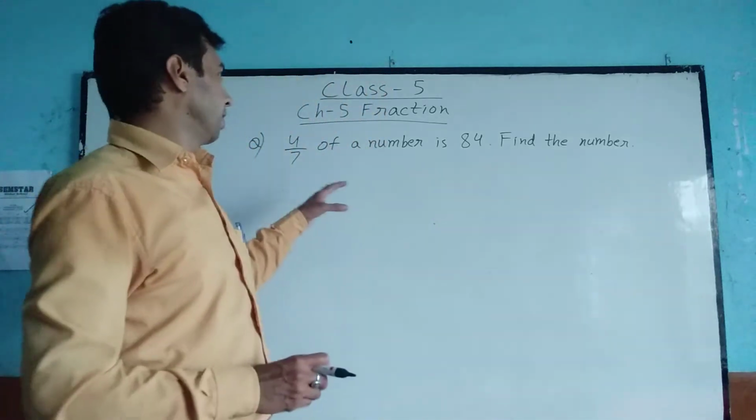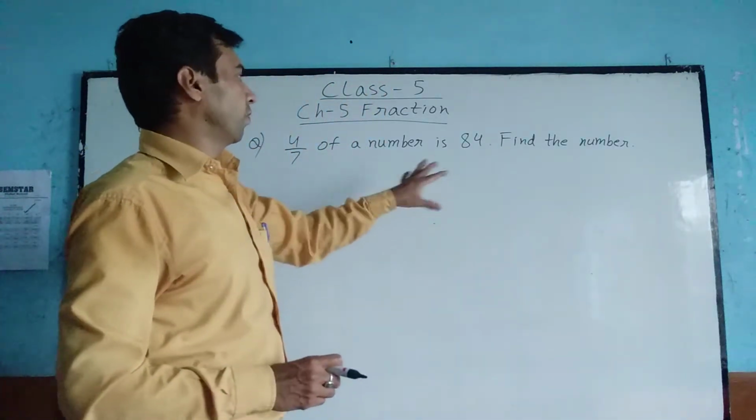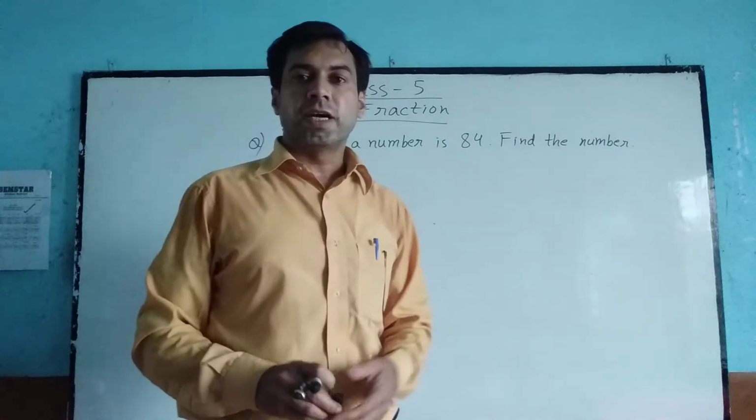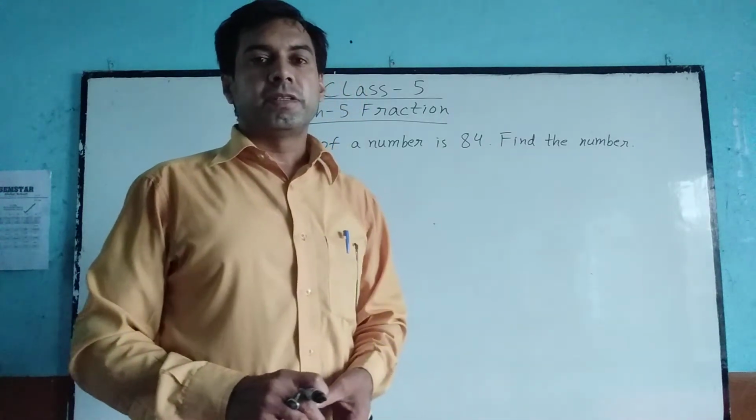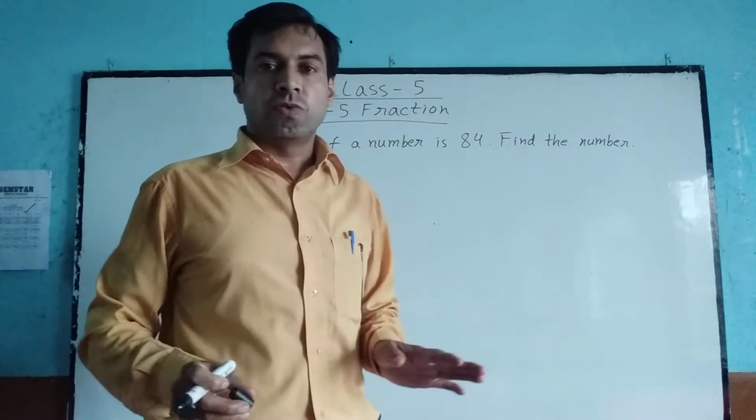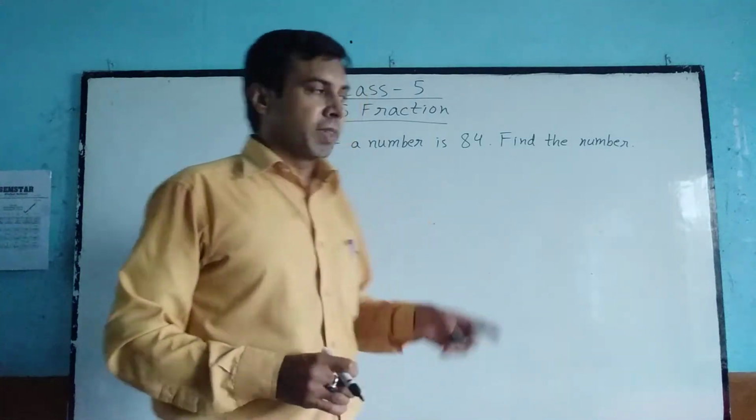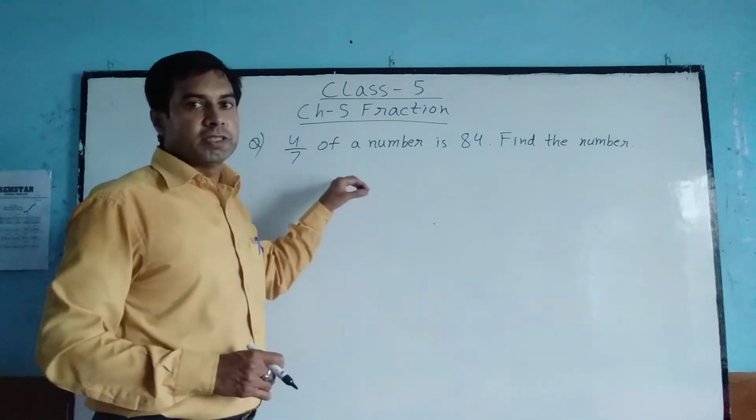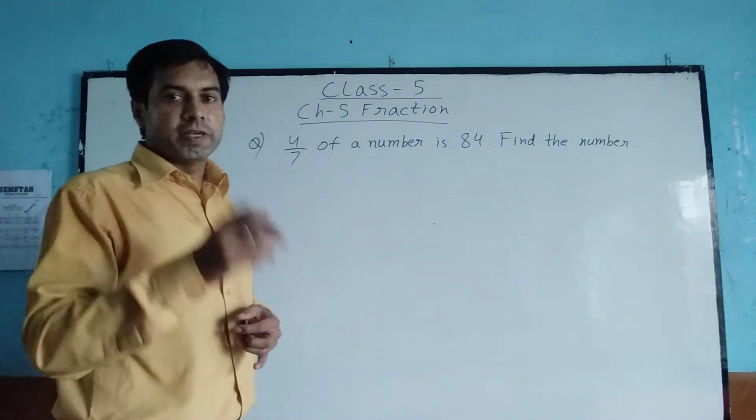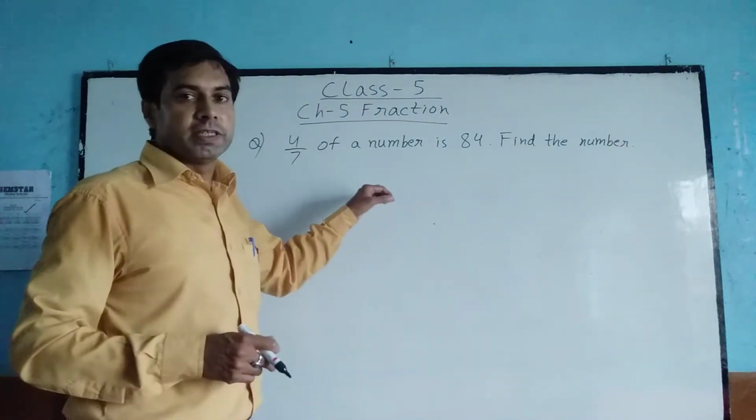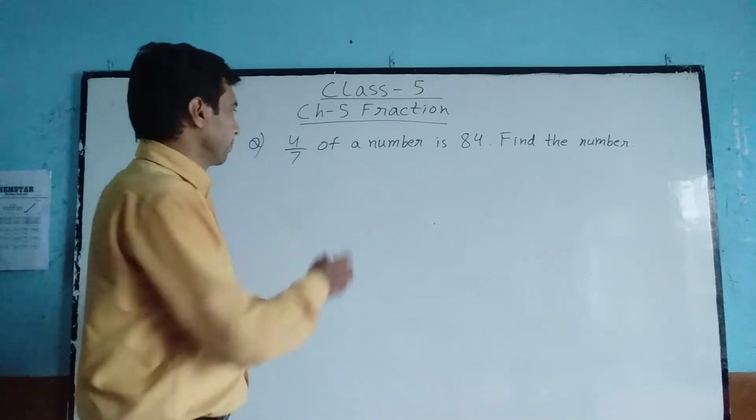Student, here we have one question. 4 by 7 of a number is 84. Find the number. There is a number which we don't know. That number's 4 by 7 is 84. Student, I have explained this "of". What is this "of"? If we change this "of", we change it to what? We multiply.